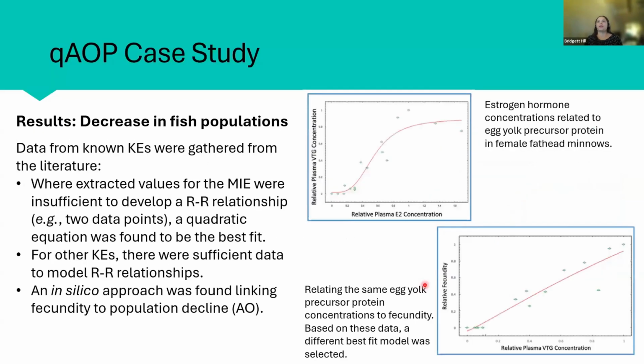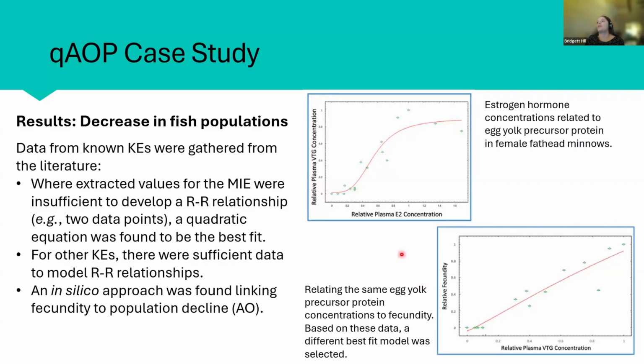So the first results that I'm going to walk through is related to the decrease in fish populations. So they were able to gather empirical data for the majority of the key events and the molecular initiating event to be able to model those relationships. There was one instance where they could only find 2 data points, so they ended up using a quadratic equation to find the best fit.